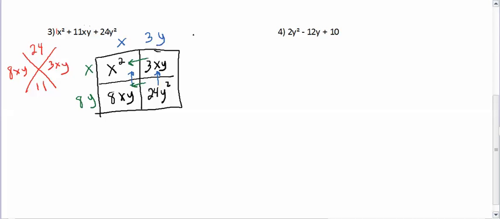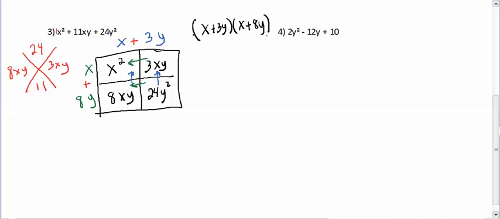The sign comes from this box, it's a plus. The sign comes from this box, it's a plus. So our answer is x plus 3y and then x plus 8y. And that's our factored form for that one.